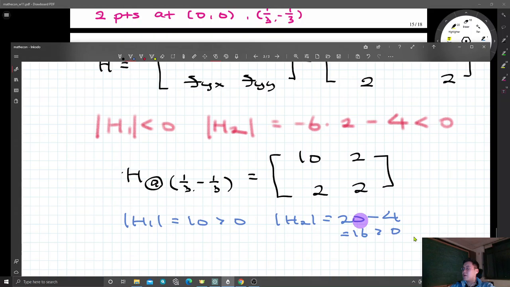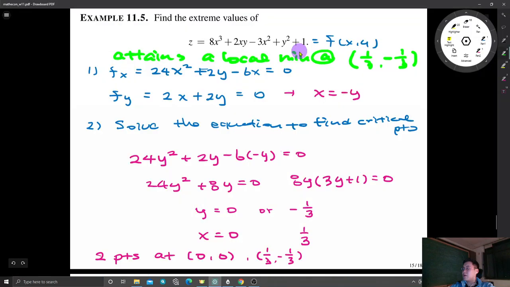So the function attains a local min at 1/3 and negative 1/3. Okay, and for the local minimum value, you can put in 1/3 for x and negative 1/3 for y. You can evaluate the function at this point. Okay, so it's just a simple computation. So let me skip that.